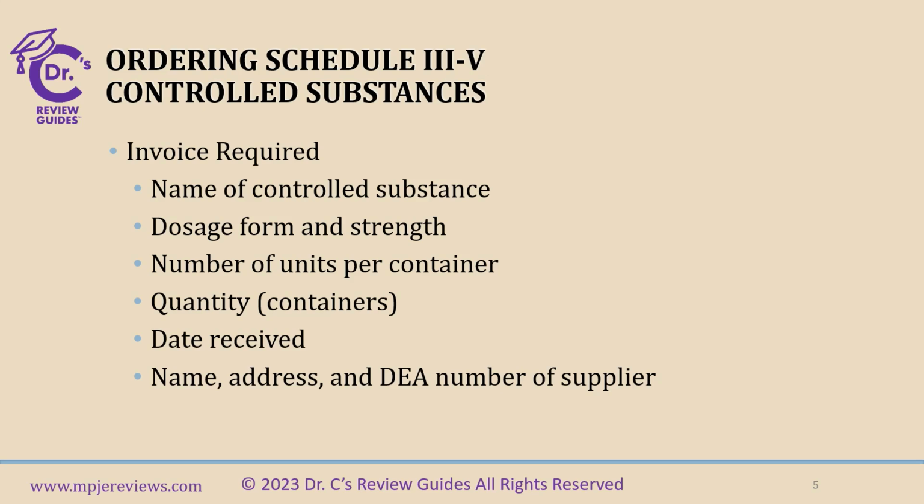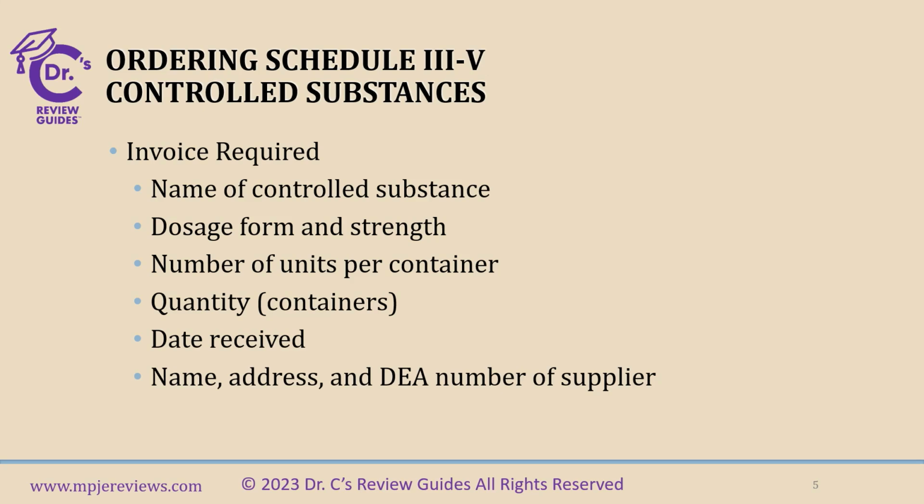And I do recommend you memorize that list of what's required to be on the invoice. So I mentioned earlier, when you're ordering Schedule II controlled substances, the person who wants to receive the drugs fills out the form, the 222 form. It's kind of opposite with the Schedule 3 through 5. The invoice is provided by the person sending the drugs.